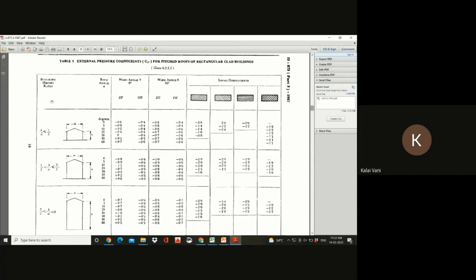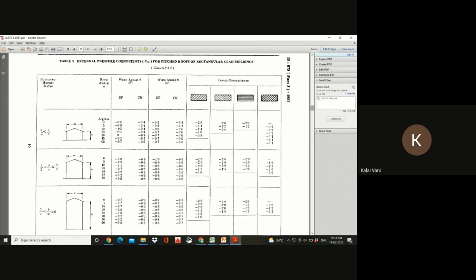And your building height ratio, height to width. For the external coefficient for a pitched roof, while you are calculating the roof, you need to find the building height ratio. Building height ratio means height divided by width. Your height is 5 meter divided by your width of 10 meter. So 5 divided by 10, you'll be getting 0.5, right? So the first load condition, when your H by W ratio, the building height ratio, is less than or equal to 0.5, you have to use this portion of your chart.